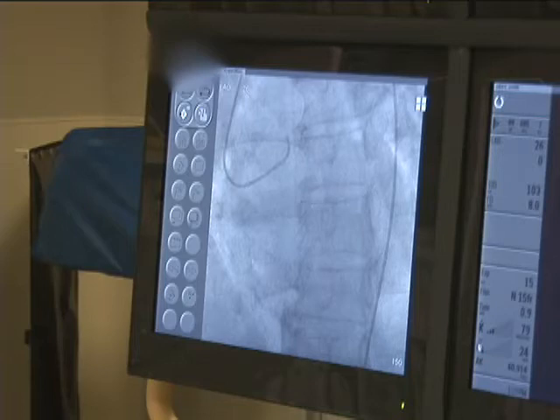At this time, the patient is administered systemic heparin IV to achieve an activated clotting time, ACT, greater than 250 seconds, which will be maintained throughout the procedure.